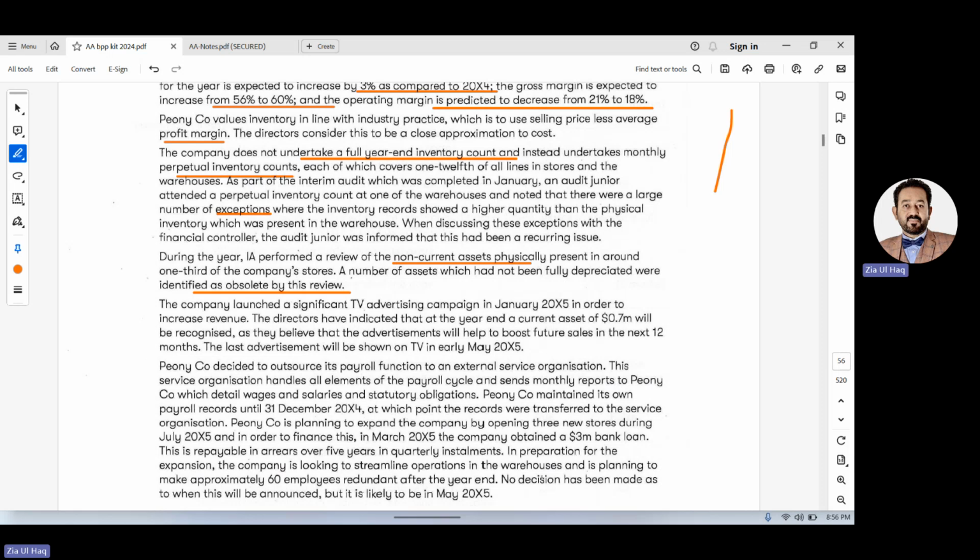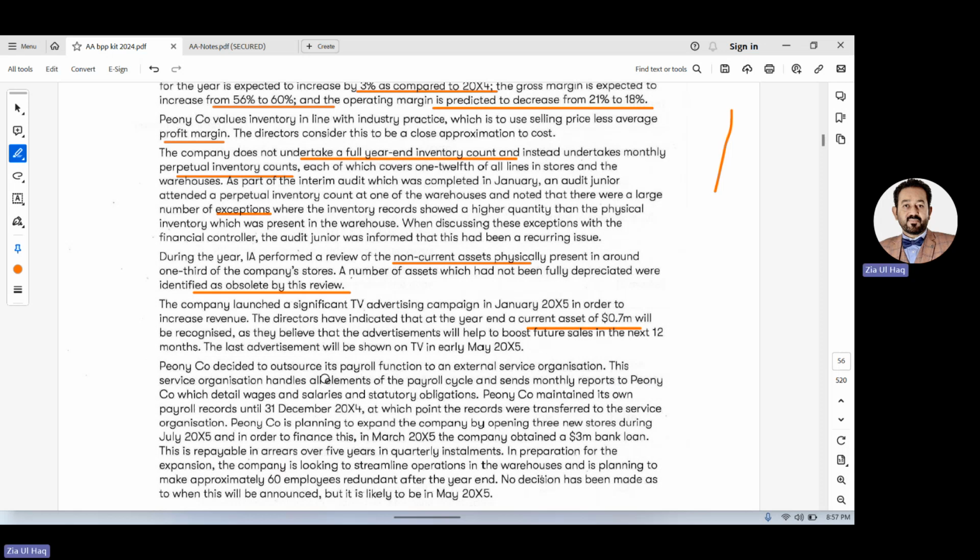In January 20x5, in order to increase revenue, the directors have indicated that at the year end a current asset of 0.7 million will be recognized. No, this is not an asset, this is an expense. If the company is recording it as an asset rather than an expense, profit could be overstated and expenses understated. They believe the advertisement will help to boost future sales in the next 12 months, and the last advertisement will be shown on TV in early May 20x5. Obviously the advertisement will boost sales, but it is revenue nature expenditure rather than capital nature.